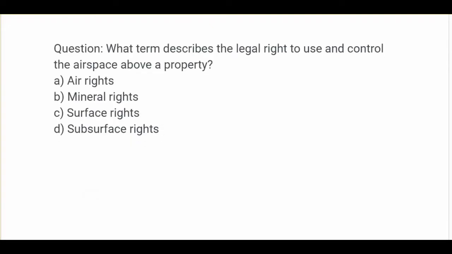What term describes the legal right to use and control the airspace above a property? A. Air rights. B. Mineral rights. C. Surface rights. D. Subsurface rights.